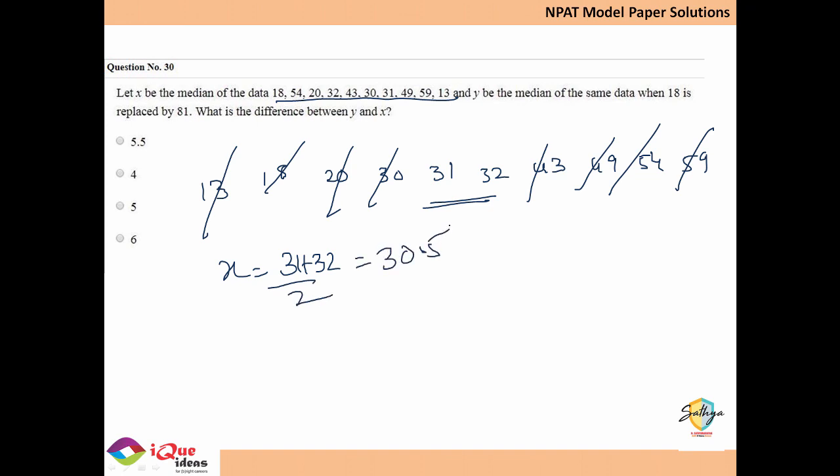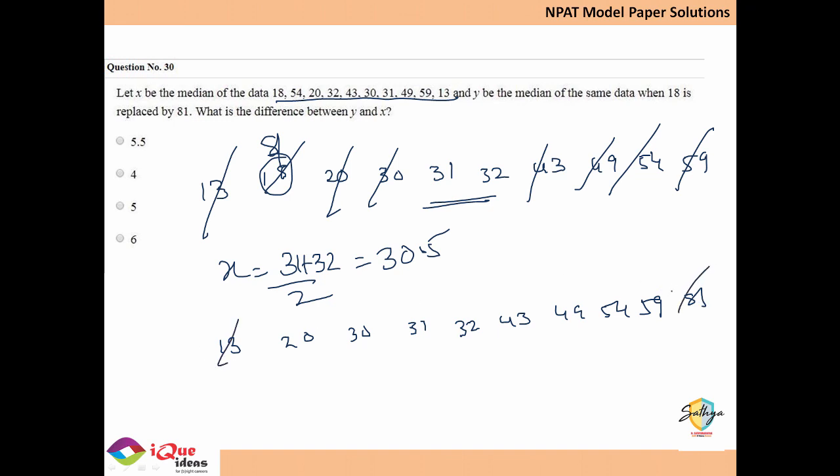Now, if 18 is replaced by 81, I replace 18 by 81 and rearrange them in order. So the numbers become 13, 20, 30, 31, 32, 43, 49, 54, 59 and 81.